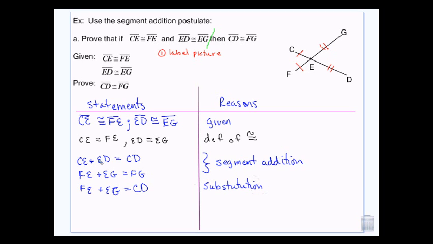And now I have this equals CD, and I have this equals CD, but I also have this equals FG. Does that make sense? So I can do another substitution and say that FG is equal to CD from substitution.